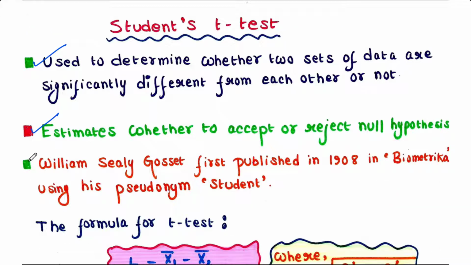Students t-test got its name from William Sealy Gossett, who first published it in 1908 in the scientific journal Biometrika, using his pseudonym Student. Because his employer preferred staff to use pen names when publishing scientific papers instead of their real name, so he used the name Student to hide his identity.